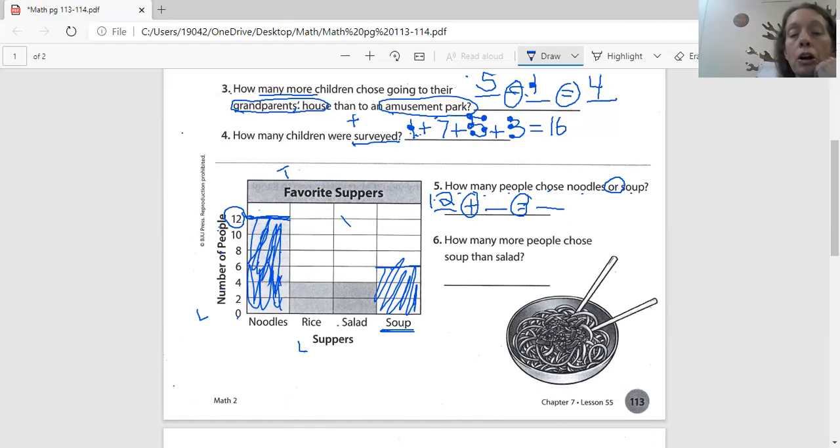Let's find that one out. And I don't count the bars because that will be misleading. I go to the top of the bars, which is right here. Trace it all the way over to the edge. And that number is 6. 6 is right here.